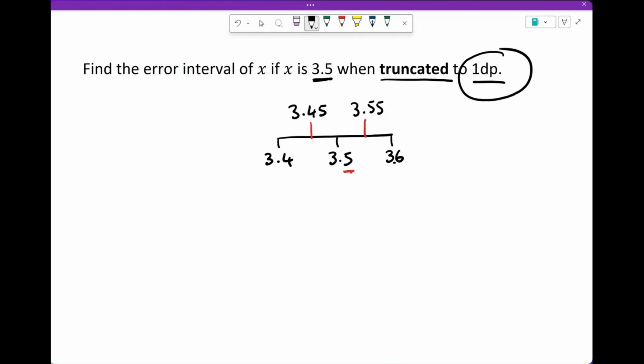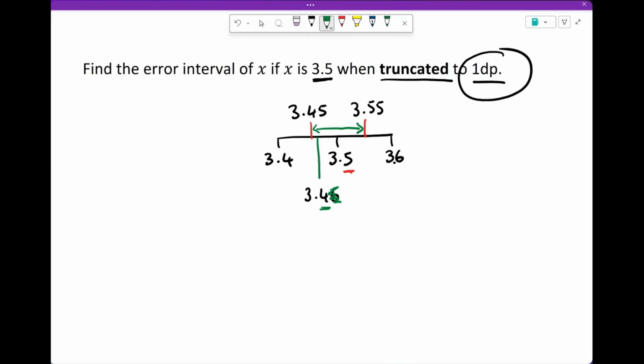Now, let's consider whether this answer makes sense. If it was correct, any number between these two must truncate to 3.5 when truncated to 1 decimal place. So let's say we pick a number over here, 3.46. If I truncate that to 1 decimal place, the first decimal place is the 4, so we delete everything after that, we get rid of the 6, and we're just left with 3.4. But it's clearly not truncated to 3.5. Therefore, this answer cannot be correct.